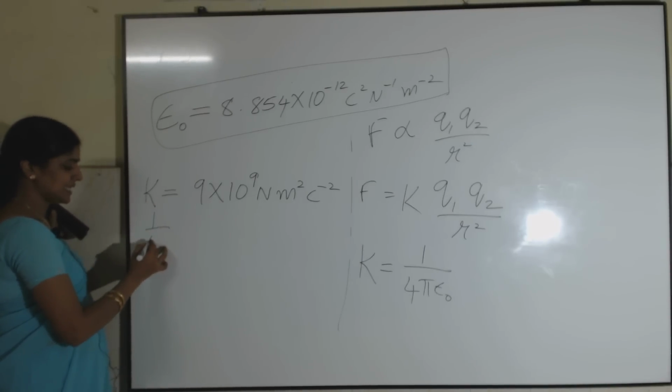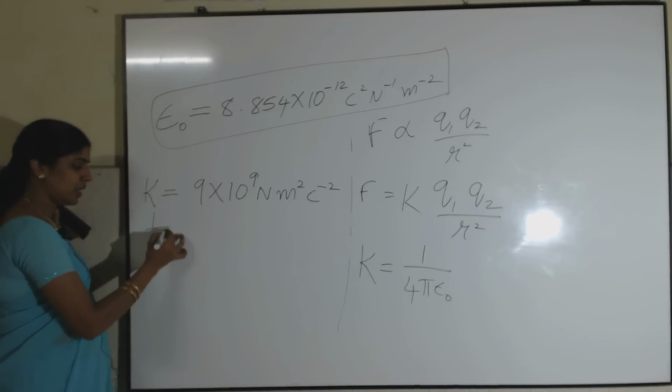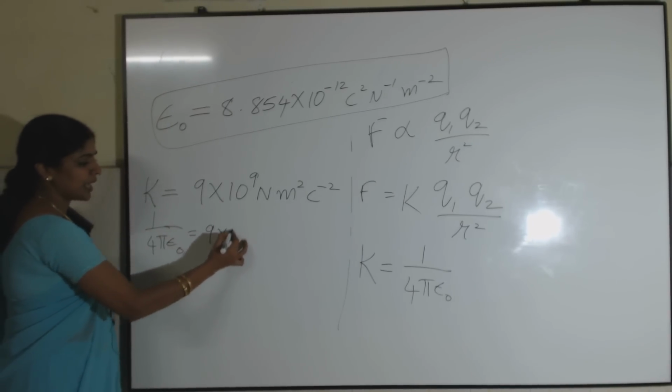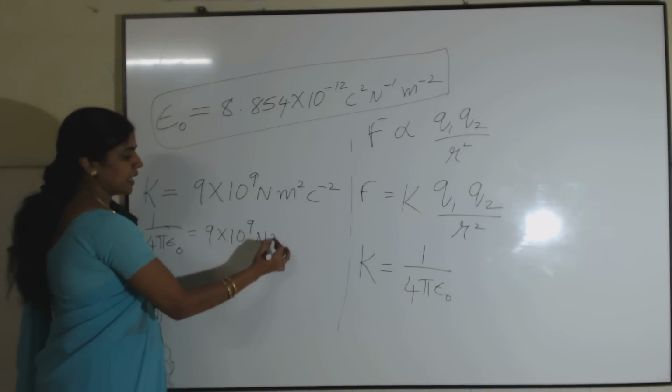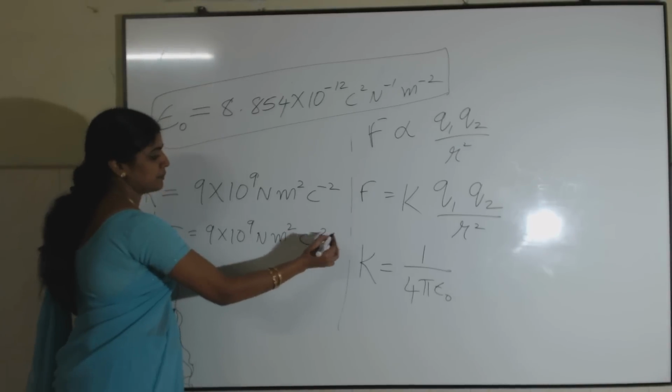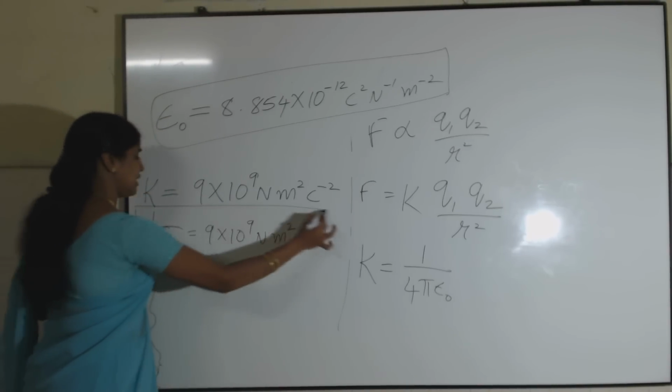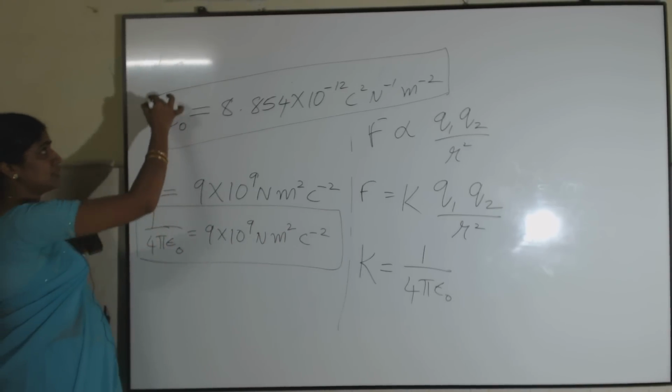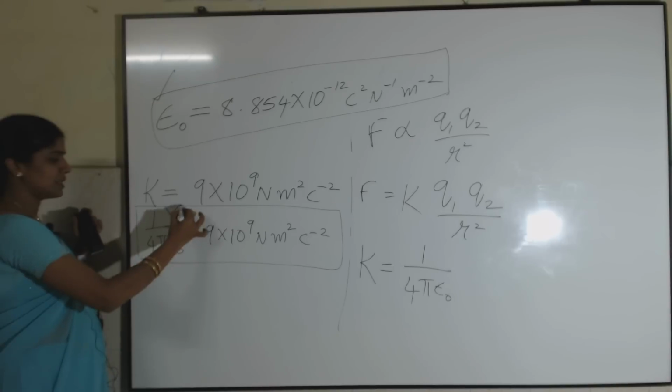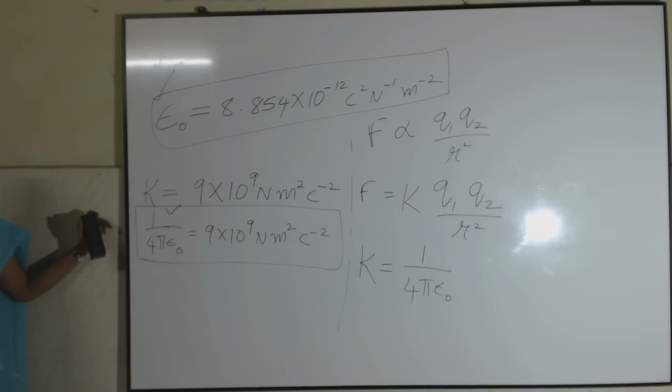So, I can also write this as 1 by 4 pi epsilon naught is equal to 9 into 10 power 9 N m square C power minus 2. So, these two values are very important. One is your epsilon naught value, and the other is the value of this constant, 1 by 4 pi epsilon naught.